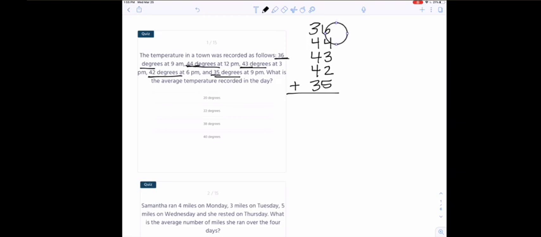So here we go. 6 plus 4 is 10. 10 plus 3 is 13. 13 plus 2 is 15. And 15 plus 5 is 20. So I put a 0, carry the 2. 2 plus 3 is 5. 5 plus 4 is 9. 9 plus 4 is 13. 13 plus 4 is 17. And 17 plus 3 is 20.